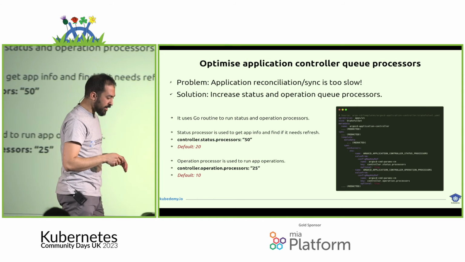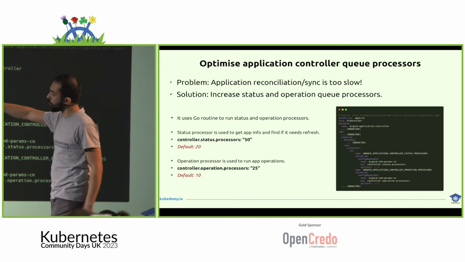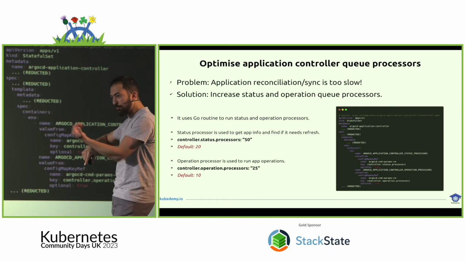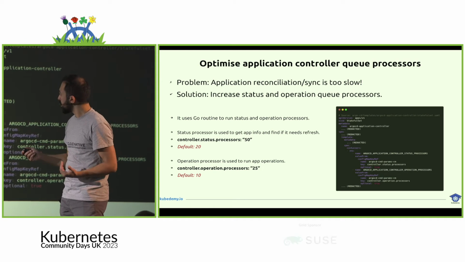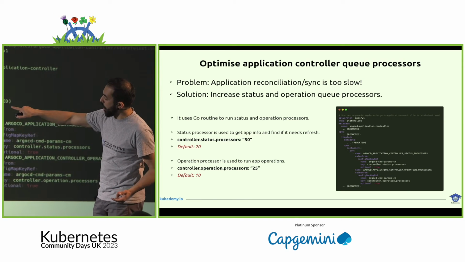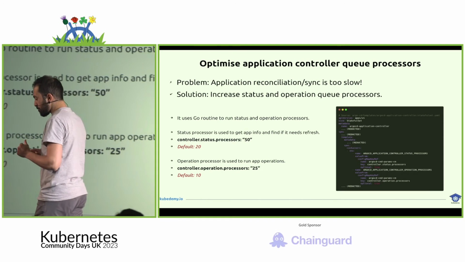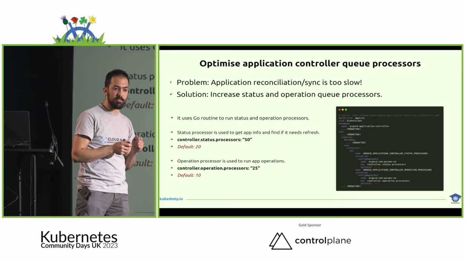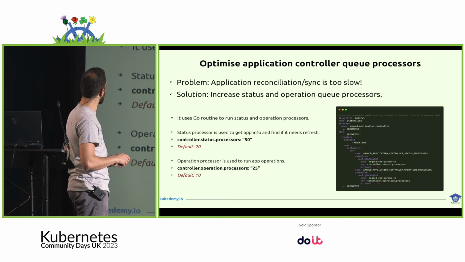The next thing is optimize application controller queue processors. In the application controller, we have 5 processors, but you need to take care of two of them. The status processor is responsible for getting the application info, fetching the information from the cluster. OK, what is the health of the application? What is the status? And we have another queue and processor, the operation processor, which is used to apply the operations. For example, upgrade the manifest, deploy the application, sync, and do anything related to operation stuff.